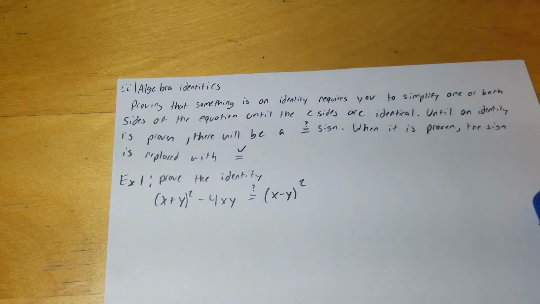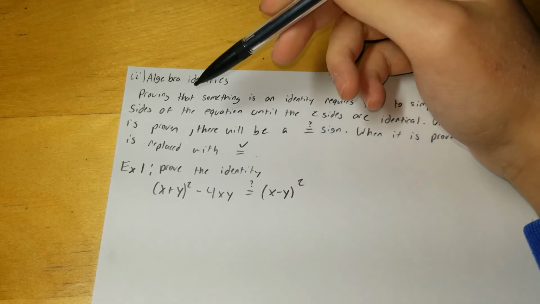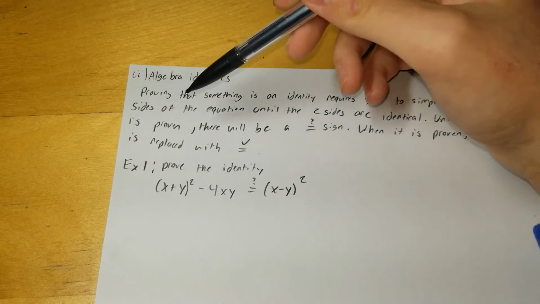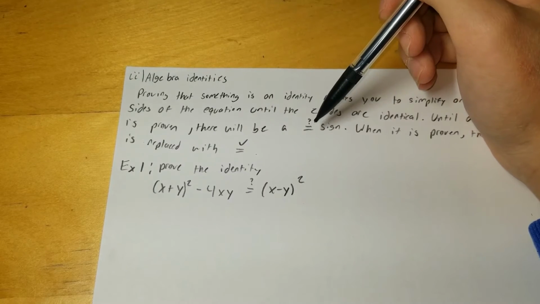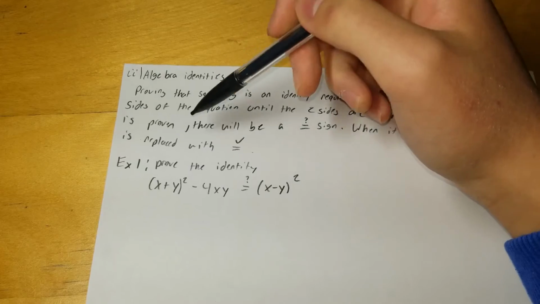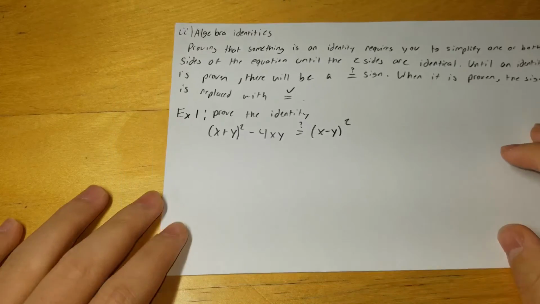Algebraic identities. Proving that something is an identity requires you to simplify one or both of the sides of an equation until the 2 sides are identical. Until an identity is proven, there will be an equal sign with a question mark on top of it. When it is proven, the sign will be replaced with an equal sign with a check mark. Okay, so let's do this example.